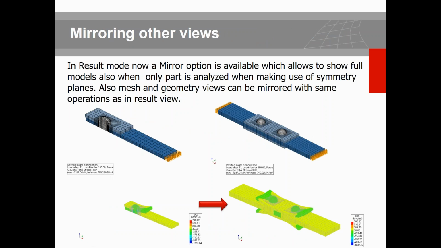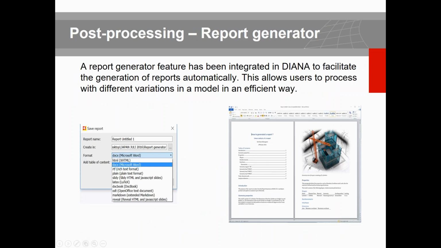And also you can take advantage of the mirror option. This is very powerful if you're dealing with symmetry, quarter symmetry. In order to speed up your analysis, you can model your quarter symmetry model, and then in post-processing you can mirror it, visualize it, and do the animation for the mirrored model. And also we have a report generator.